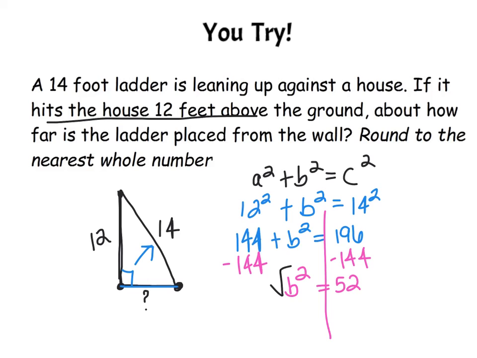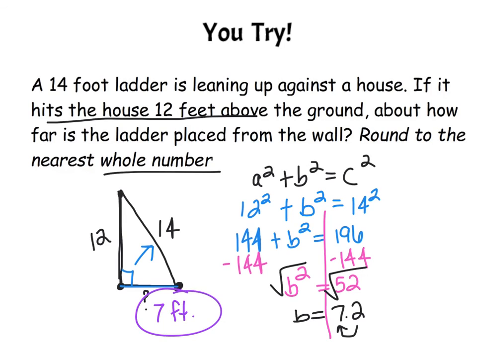Take the square root, and I get B equals, this time it says round to the nearest whole number. So in my calculator, I get 7.2. But whole number means no decimal, so I ask myself, is 2 going to make this 7 bump up or stay the same? And it will make it stay the same. So the ladder is approximately 7 feet from the wall.